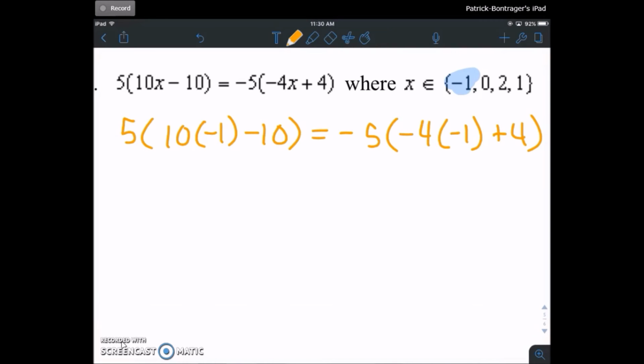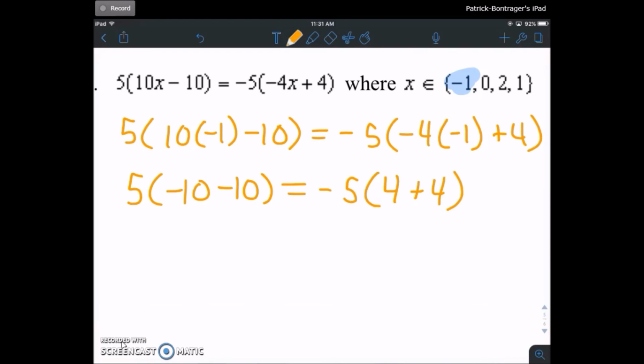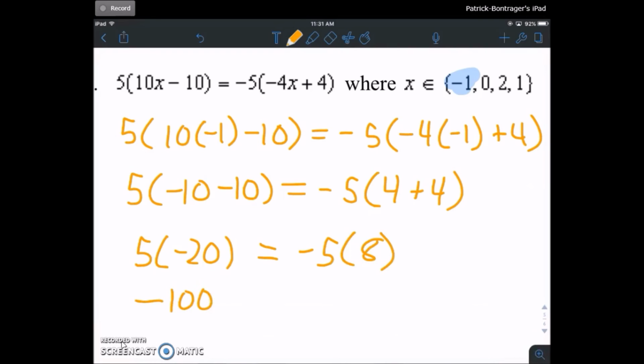Again, we're going to go inside our parentheses first, and inside of our parentheses, we're going to start over in order of operations. So we're going to do 10 times negative 1, which is negative 10. So I got 5 times (negative 10 minus 10) equals negative 5 times (negative 4 times negative 1, which is positive 4, so 4 plus 4). Negative 10 minus 10 is negative 20. 4 plus 4 is 8. So I get negative 100 equals negative 40. And those are not equal, so negative 1 is not going to be a solution.